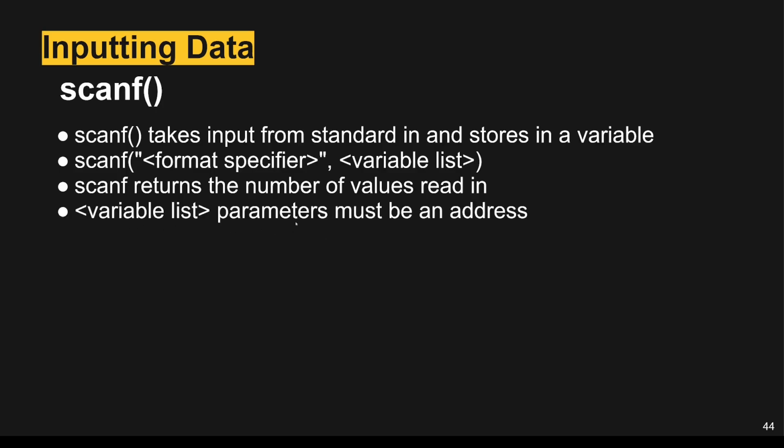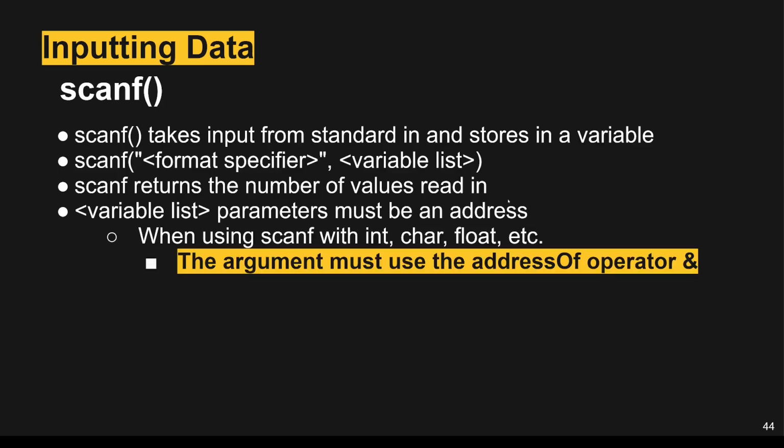The variable list parameters, the values in the variable list, must be an address, which means we have to use the address-of operator in front of them, which is an ampersand. This is not the case when we have string values that we're reading into. But for integers, char, float, for our primitive data types, we have to use an ampersand in front of them if they're not a pointer.